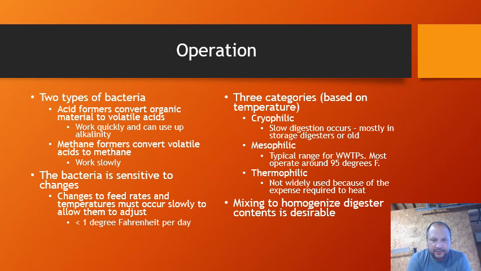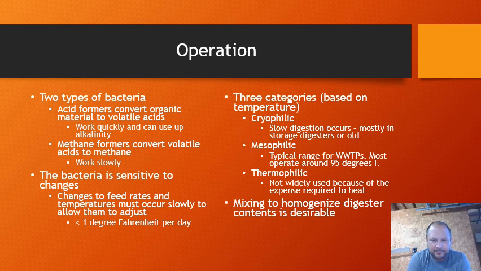As far as the digesters themselves, there are 3 different temperature ranges where anaerobic digestion can take place: cryophilic, mesophilic, and thermophilic. So I always remember these by cryo being cold, like cryogenic. I guess I always think about Han Solo in the Empire Strikes Back being frozen cryogenically. Cryo means cold, colder temperatures. Mesophilic, meso, kind of in the middle of the temperature range.